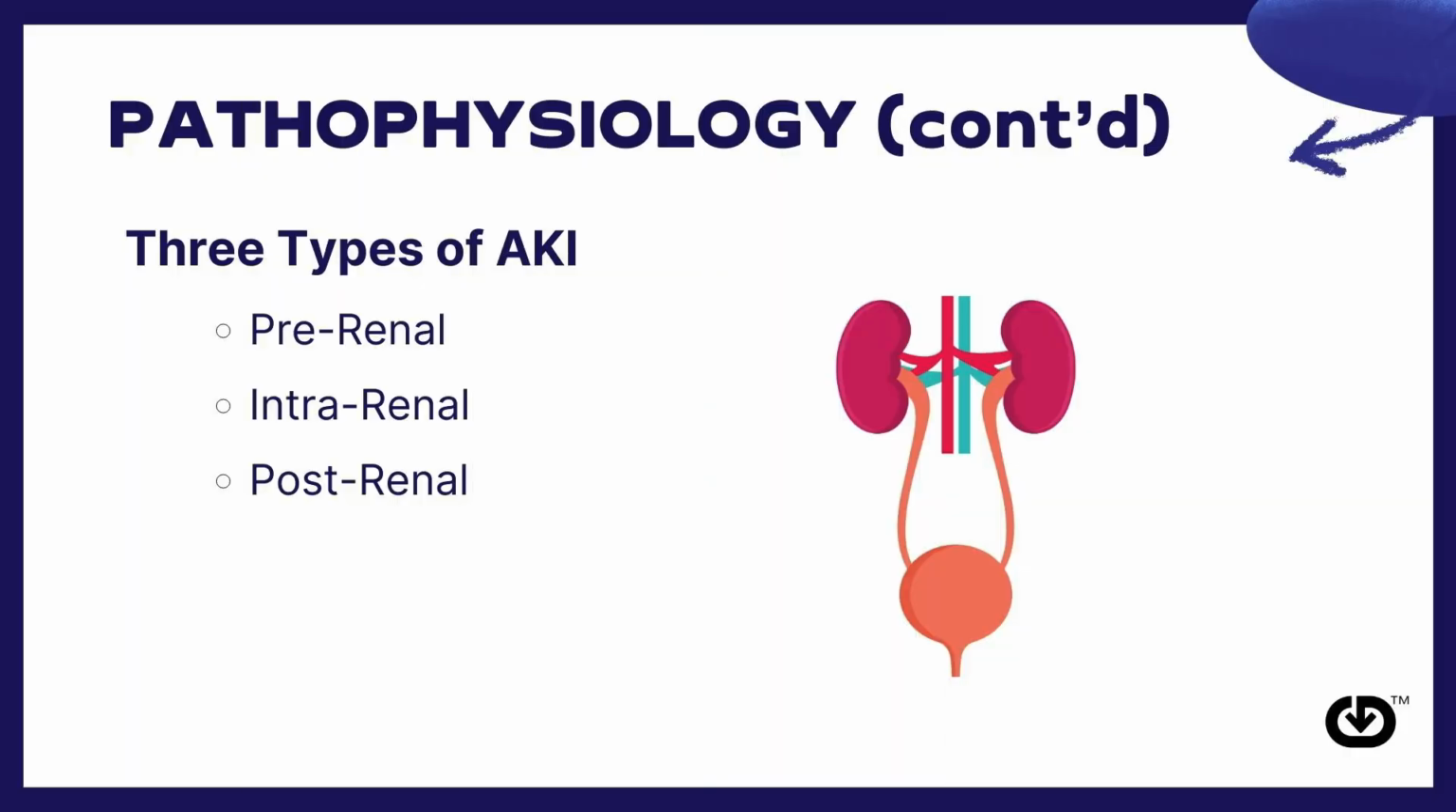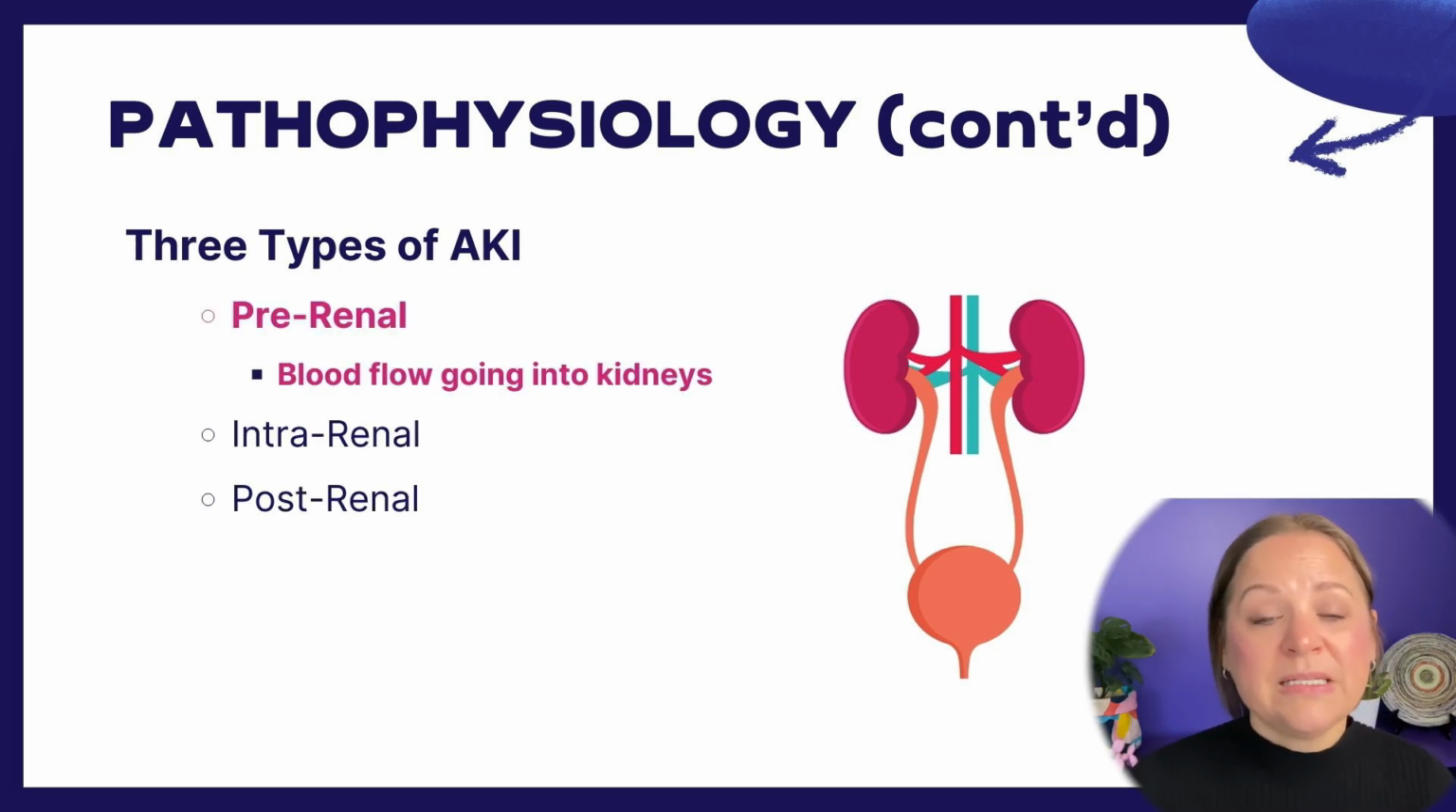Now, there are 3 types of acute kidney injury, and they're all based on where the problem started. So they can be pre-renal, intrarenal, or post-renal causes of acute kidney injury. Pre-renal means that it's a problem with the blood flow going into the kidneys. You see, blood flow goes through our kidneys so it can be filtered out, but the kidneys are an organ, and so the kidney itself needs blood flow and oxygenation to function. So if there's not enough blood flow going in, the kidneys will not be able to do their job.